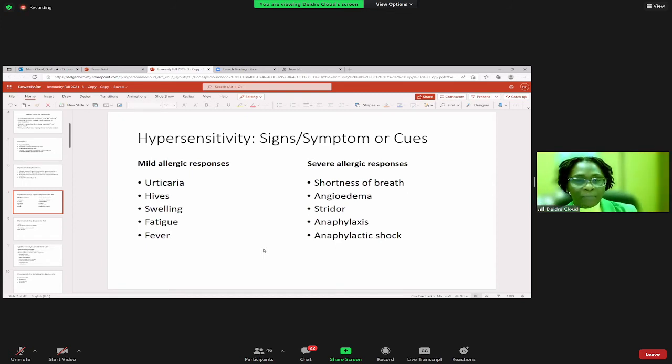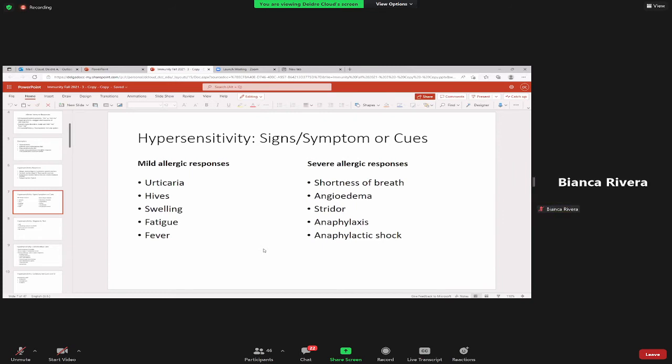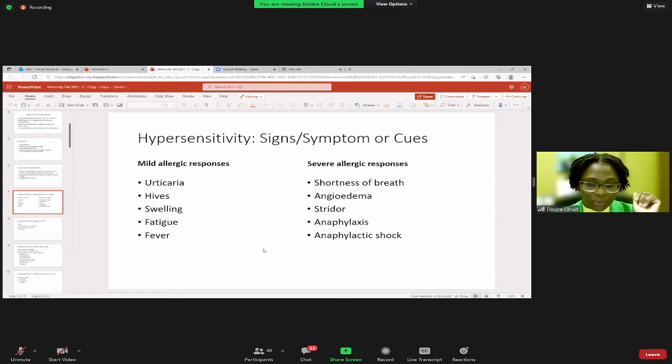So what do you do if a patient begins to have back pain, chills, fever? What do you do? Stop the transfusion. Immediately. Stop the transfusion immediately. And you're going to bag up that blood and you're going to send it to the blood bank.